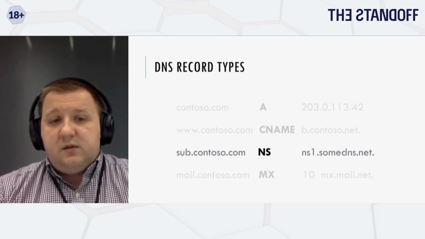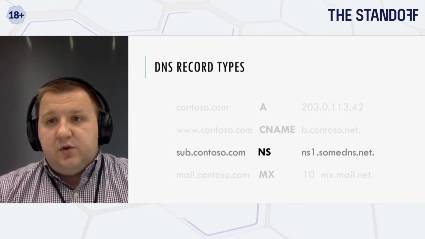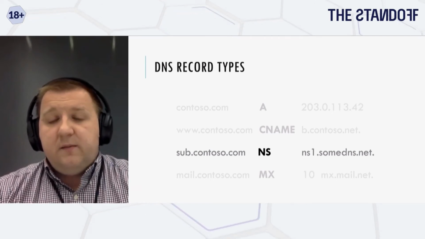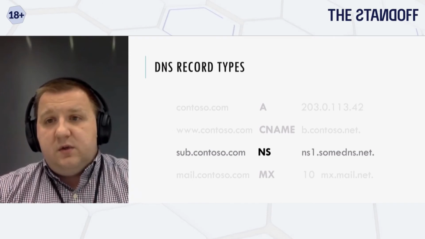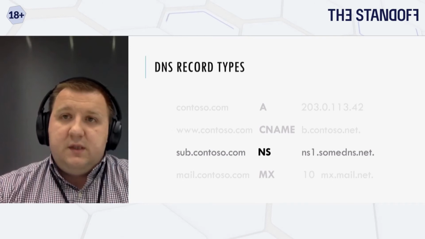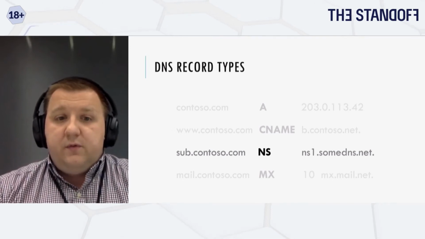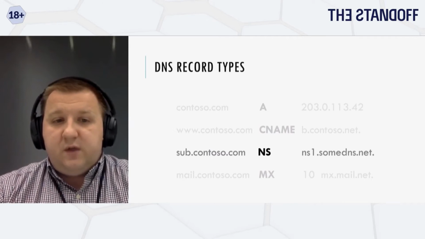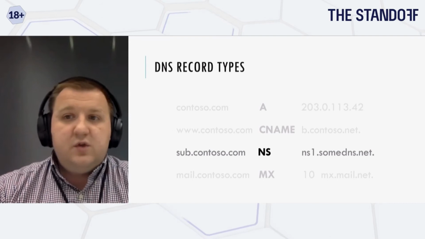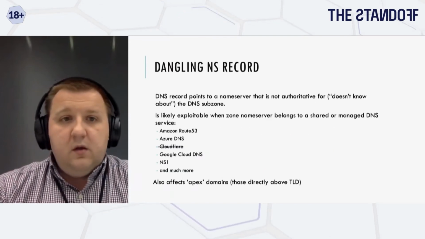So here we're looking at sub.contosa.com. But the situation would be the same for contosa.com per se, because a top-level DNS zone is no different from a sub-level one. If we see a dangling NS record, that is an NS record pointing to a server that doesn't know about the zone that has been delegated, well, you know how it works.